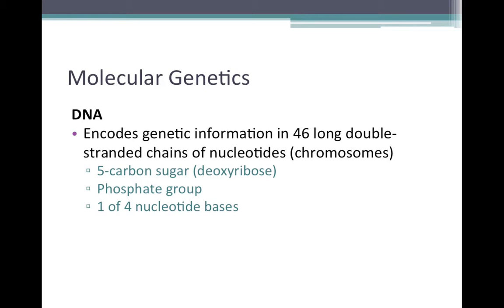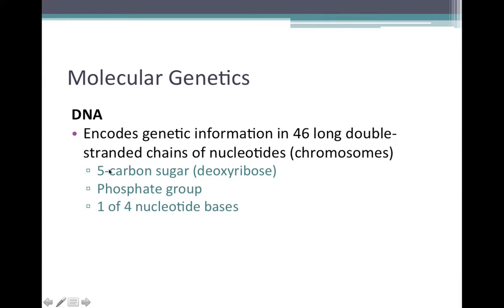Now, in terms of our entire genome, we have about 46 long double-stranded chains of nucleotides, which we call chromosomes. So humans have 46 chromosomes. Now, the thing about this, though, is that they're not 46 unique chromosomes. It's 46 chromosomes total, but humans only have 23 different or unique chromosomes. The thing is that we have 2 copies of each chromosome. Because we have 2 copies of our 23 chromosomes, that gives us 46 total in a typical human cell.